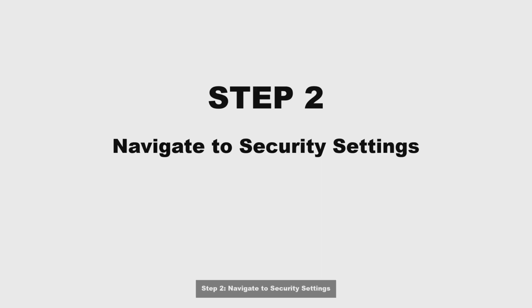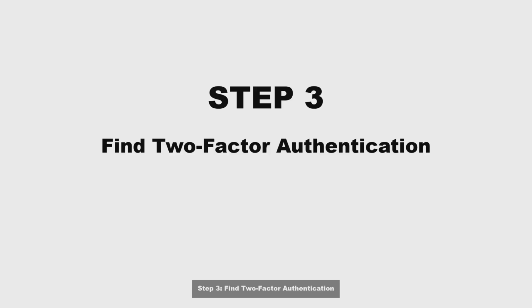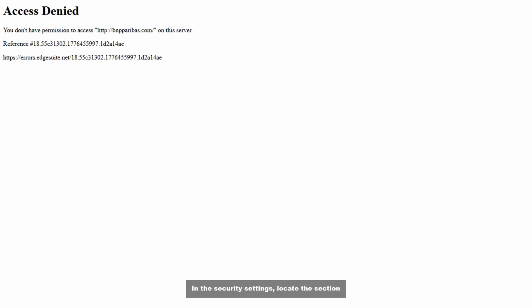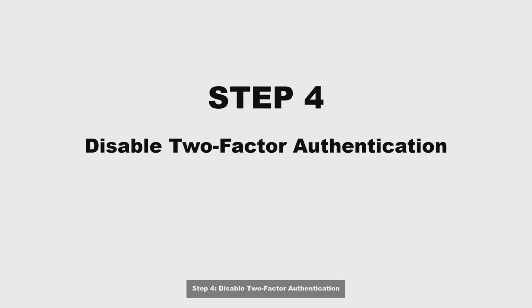Step 2. Navigate to Security Settings. Once logged in, look for the Account Settings or Security Settings option in the main menu. Click on it to access your security preferences. Step 3. Find two-factor authentication. In the Security Settings, locate the section for two-factor authentication. This may be labeled as 2FA, two-step verification, or similar.